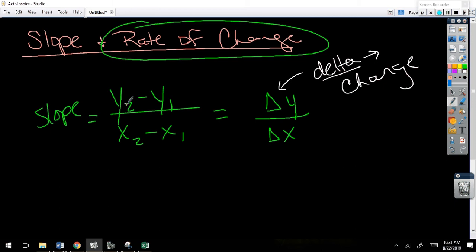I'm going to read example number 1 in your book because it's chemistry. This is what my husband does for a living. The table shows the temperature of a solution after it has been removed from a heat source. Find the rate of change in the temperature for the solution.